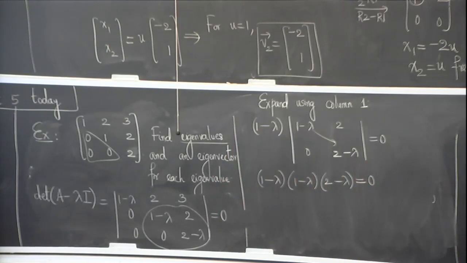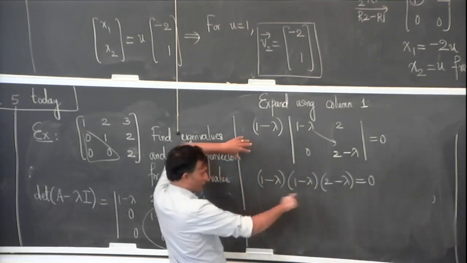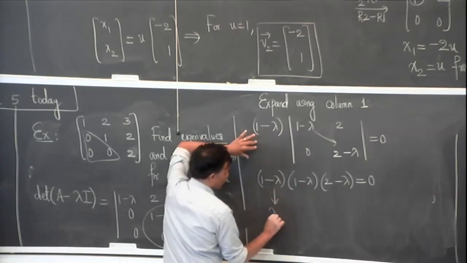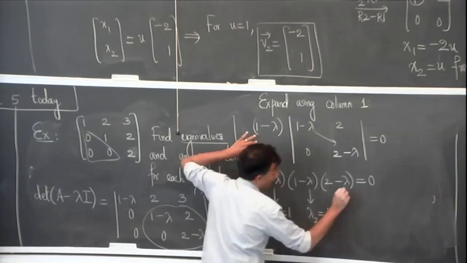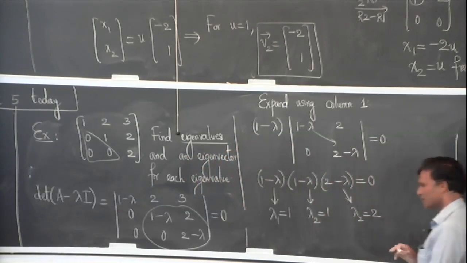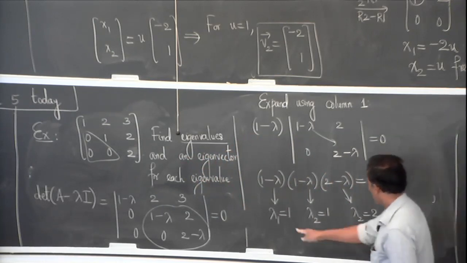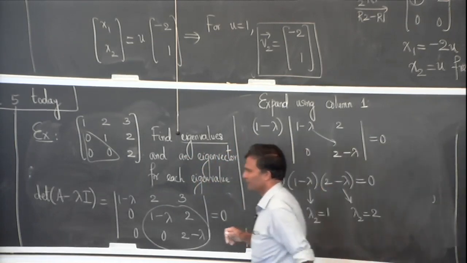Don't expand it because it's looking in a nice form. If you expand it, you create a monster out of it. So just keep it in this form. If you have this product of these three terms equal to 0, that means the eigenvalues are going to be 1, 1, and 2. So there is a repeated eigenvalue here, which is one of the things we'll be highlighting next week. So 1 is repeated twice, 2 is not repeated, 2 is happening once.